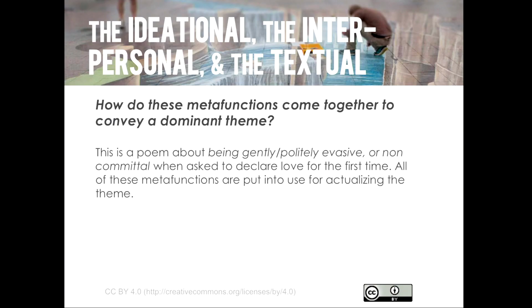But if you tell your students, well, this is about love, or it's about feelings, let's be more specific. What is really going on in this poem? Hesitation, conflicted feeling, indecisiveness. If we want to think about it in terms of language functions, let's say this poem is about being gently or politely evasive or non-committal when asked to declare love for the first time. And all these metafunctions work together with this foregrounding to create that. And that's the function that you would never find in a textbook.